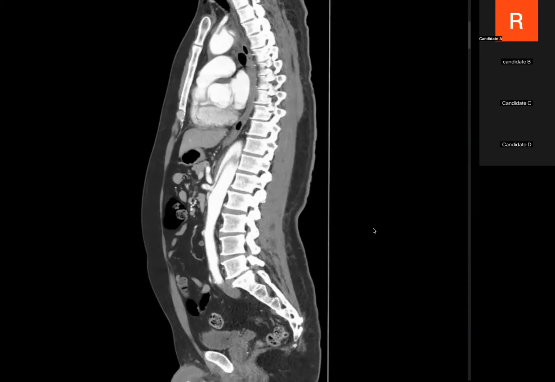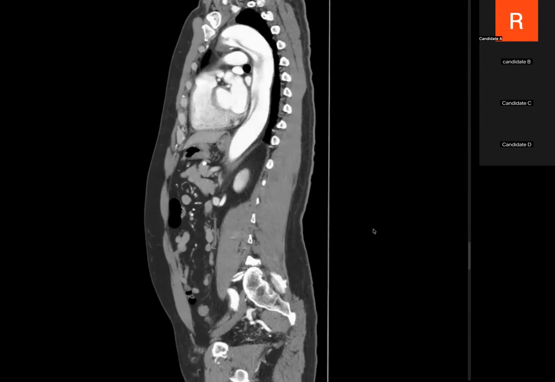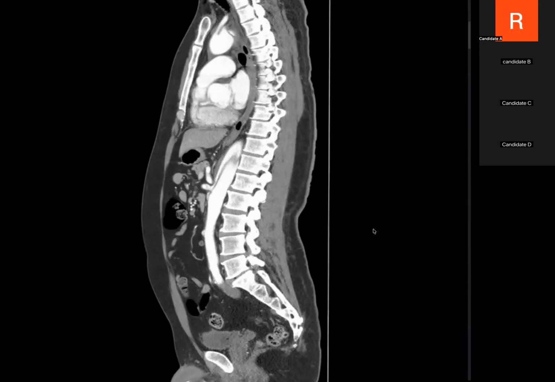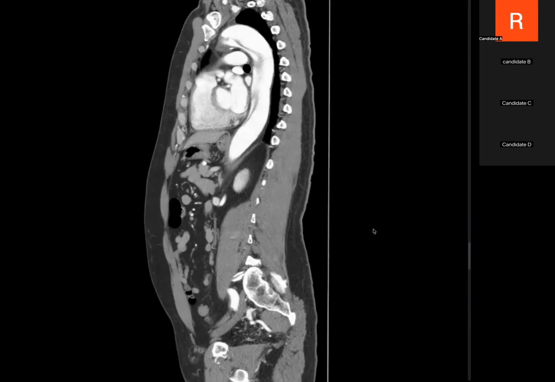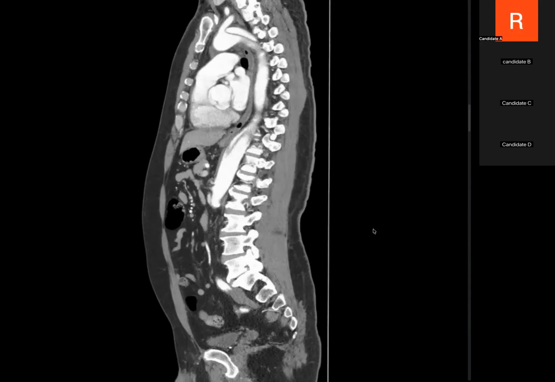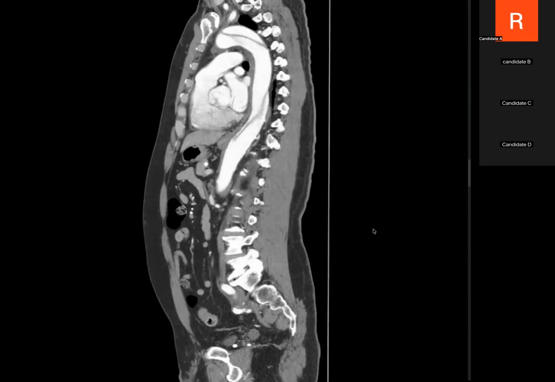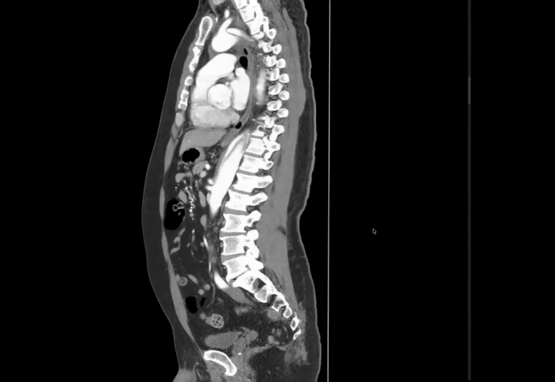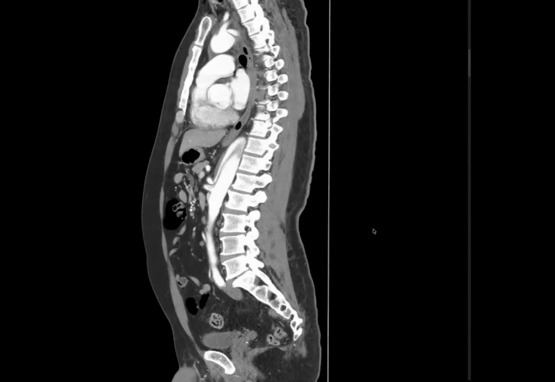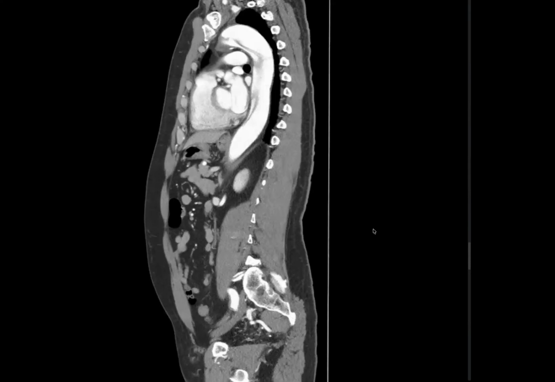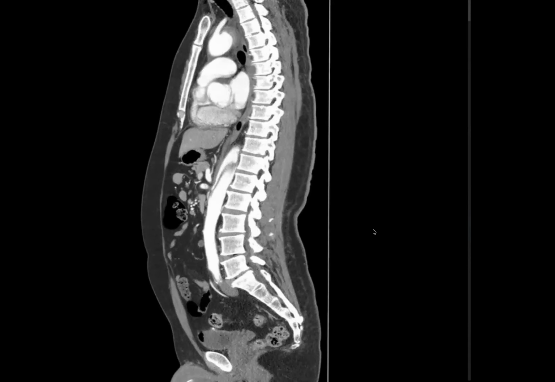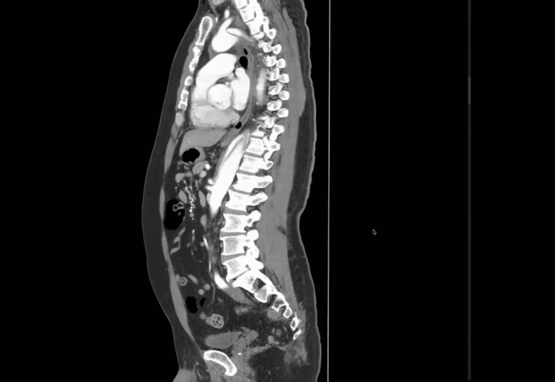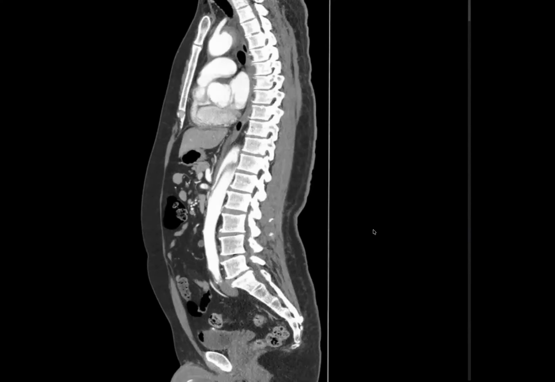Okay. So I've been provided with the sagittal CT of this patient. I can see there is an intimal flap involving the descending thoracic and abdominal aorta. It is arising distal to the left subclavian artery. So this is a Stanford type B aortic dissection. And this is an emergency.